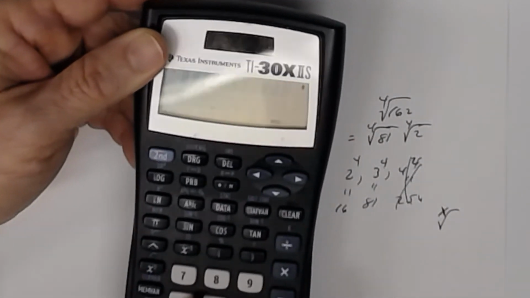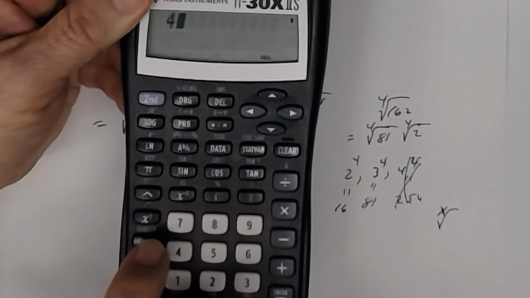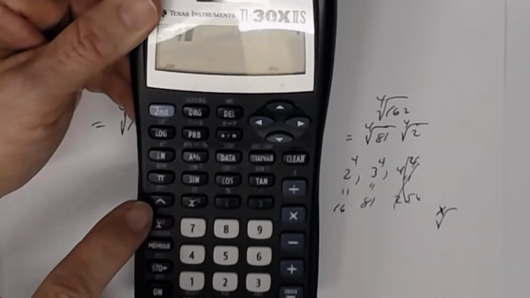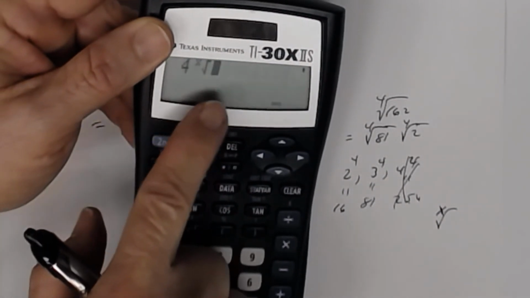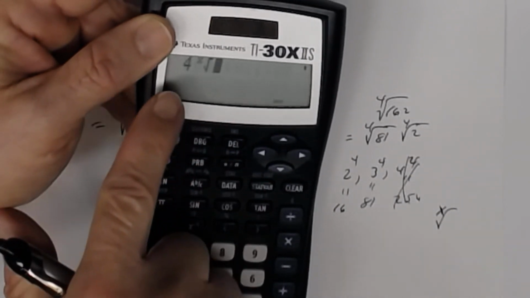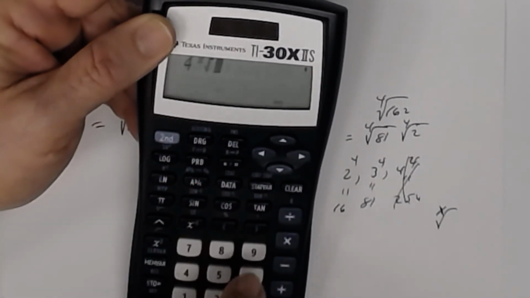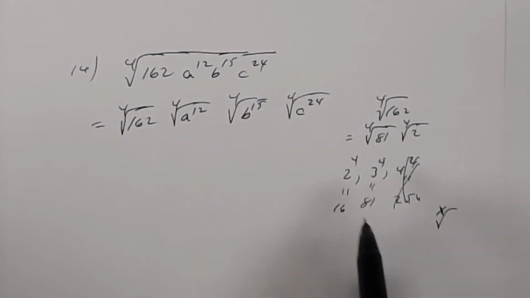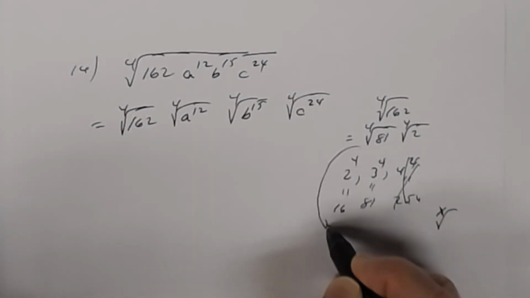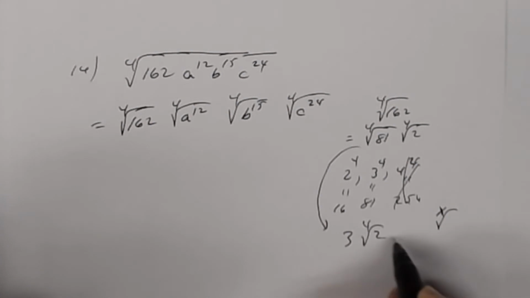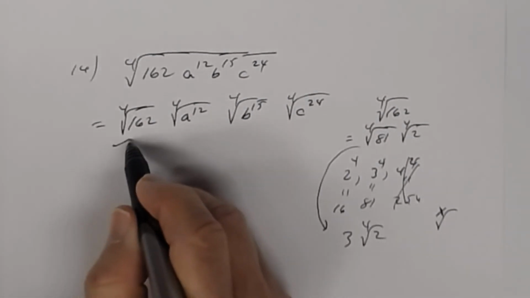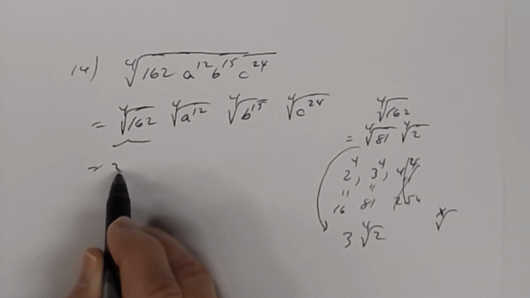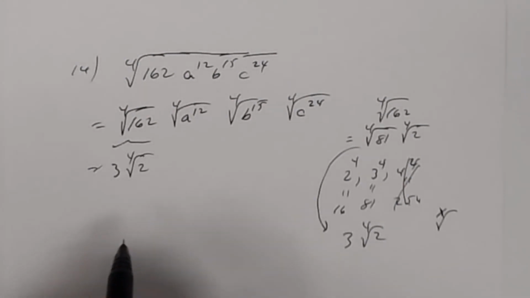So I got to press 4 first. So I got to press 4, and then I got to press second and then that symbol. See how it looks? That 4 means fourth root, and then put 81, and notice you get 3. Okay? So this right here becomes 3 times the fourth root of 2. So the fourth root of 162 is 3 times the fourth root of 2.